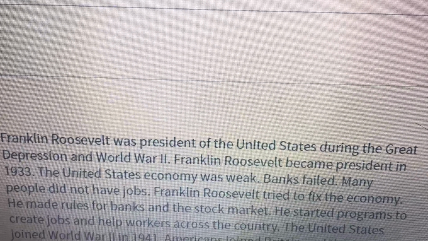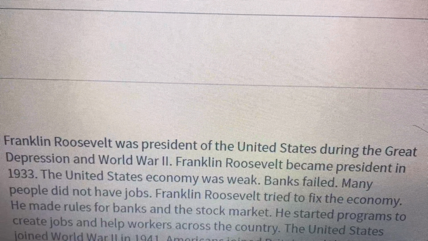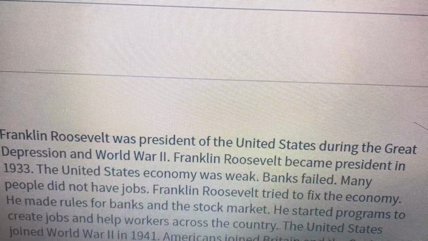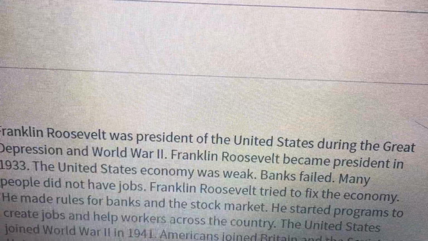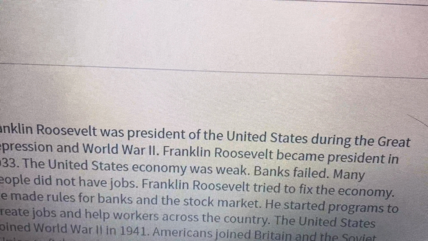The United States economy was weak. Banks failed. Many people did not have jobs. Oh my goodness. Franklin Roosevelt tried to fix the economy. He made rules for banks and stock market. He started programs to create jobs and help workers across the country.